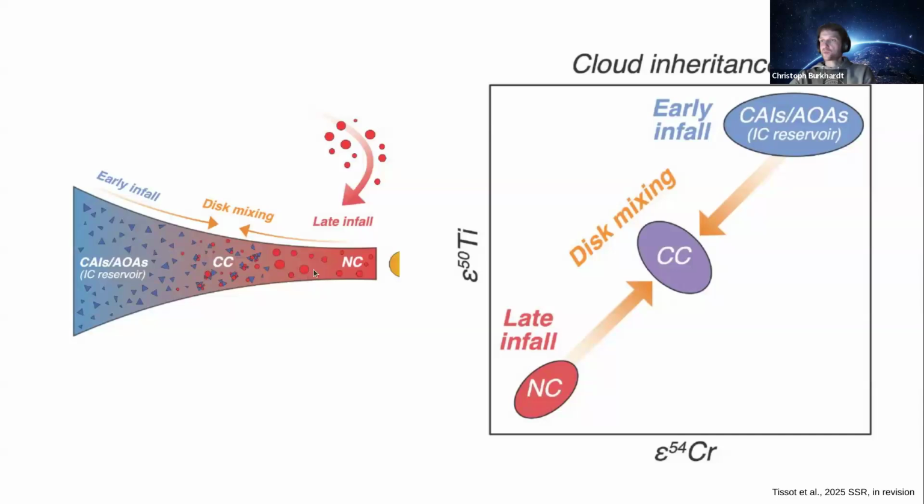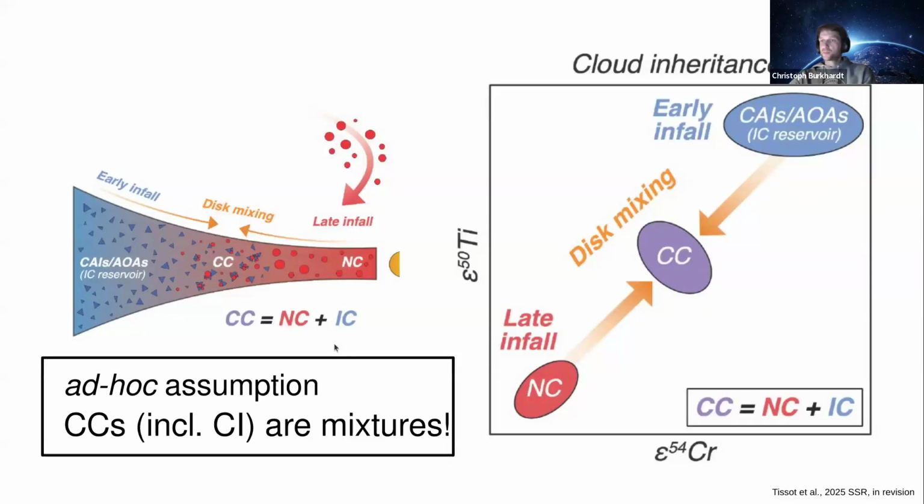This scenario also has its problems because, well, we can write the equation CC equals NC plus IC, so late plus early infalling stuff. The problem is that it's kind of an ad hoc assumption that the composition of the infall will change. But the benefit is that it comes with a much lower number of free parameters than the previous model.